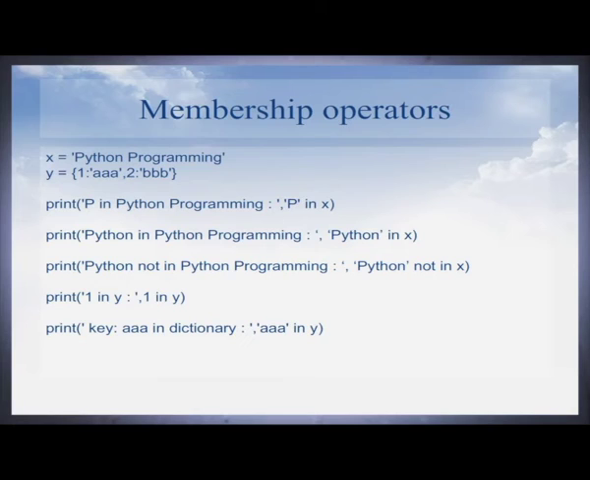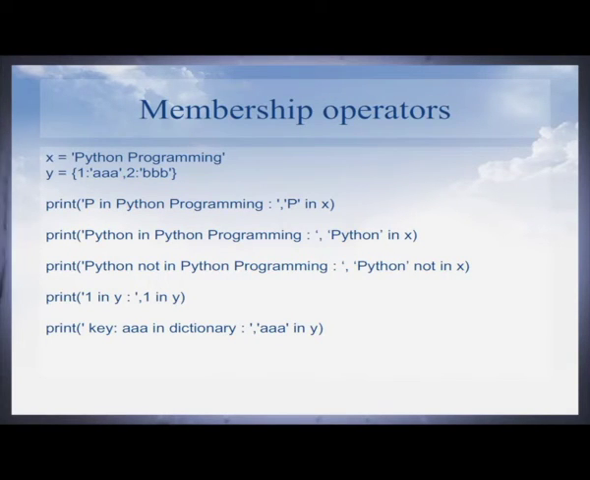Shall we try an example for membership operators? Here we see the list of membership operators in Python, which are in and not in. So, this example illustrates the usage of these operators. Suppose x is a string having Python programming as its value and y is a dictionary. We will see in later modules how to create dictionaries. Now, we are checking whether capital P is in x. Is it present? Yes, it is present. So, we will get true as the answer.